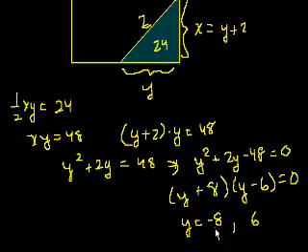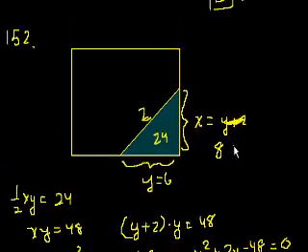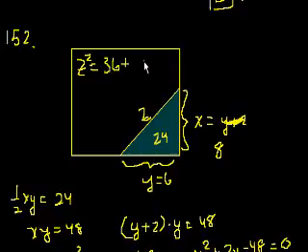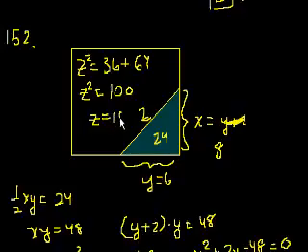Well, we can't have a negative distance, so y is not equal to minus 8. So y is equal to 6, x is equal to 8. And we can just confirm: 6 times 8 is 48, times 1/2 is equal to 24. And now we can use the Pythagorean theorem to figure out z. So z squared is equal to 36, that's y squared, plus 64, which is x squared. So z squared is equal to 100. z is equal to 10. Choice E.